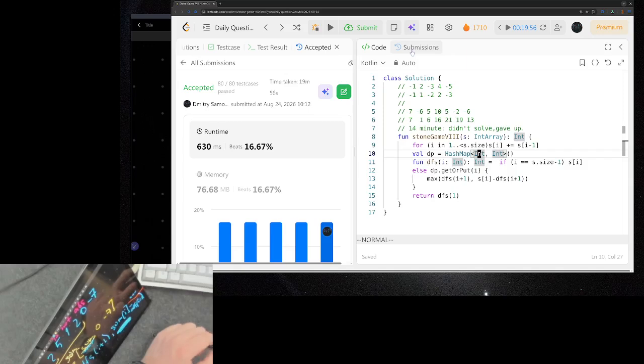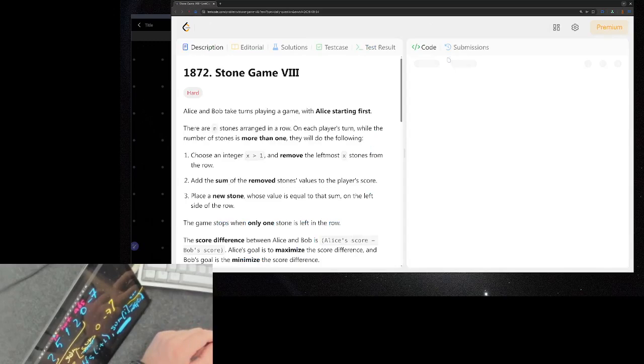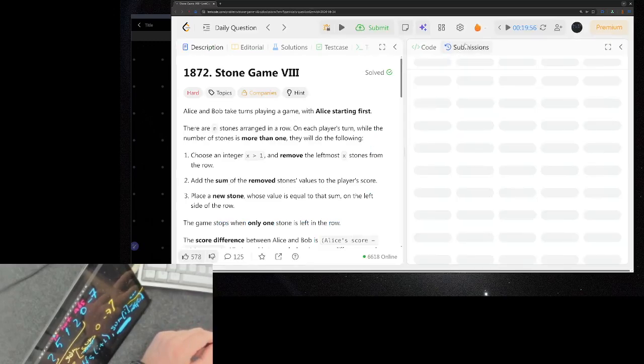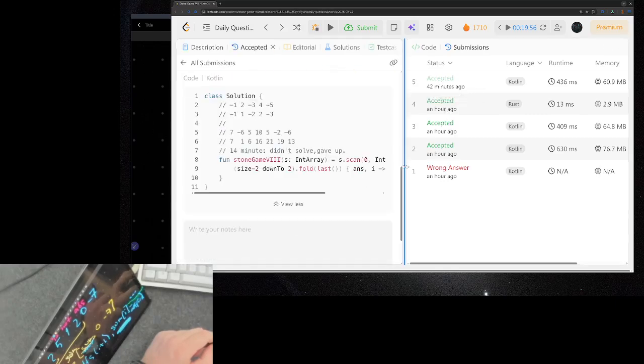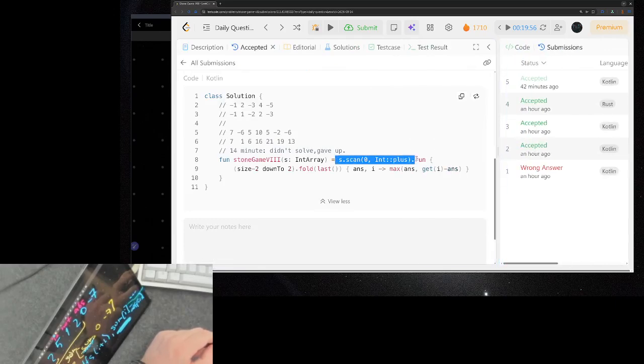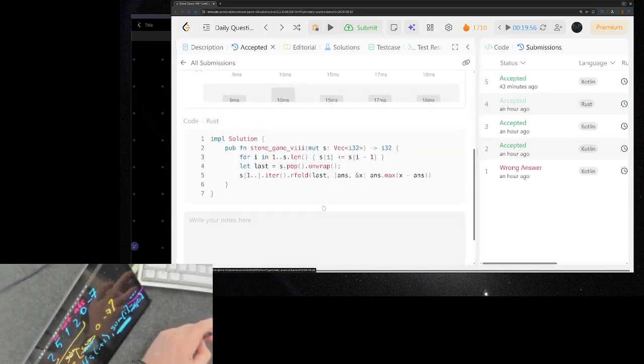Okay, and let's look at the shortest variant. This is a golfed Kotlin version. Scan to make prefix sums, then the default. Basically, don't use anything to remember, no hash map, just use the previous value, and that's the solution. The last one is the same. Okay, that's it for today.